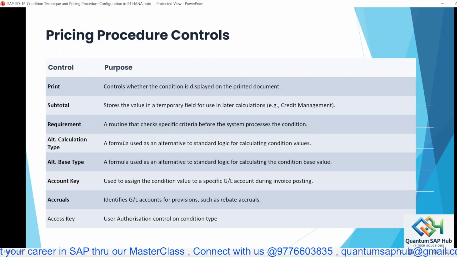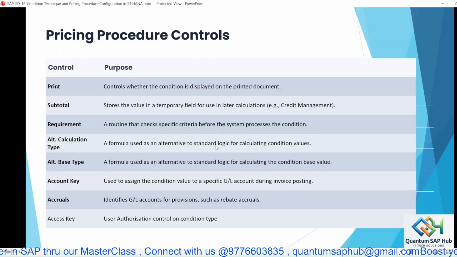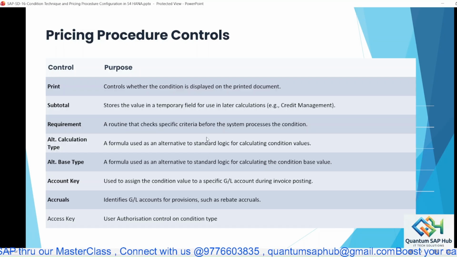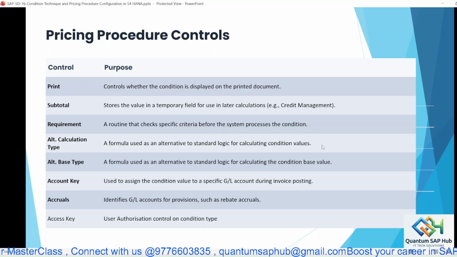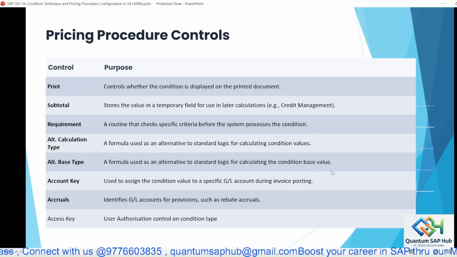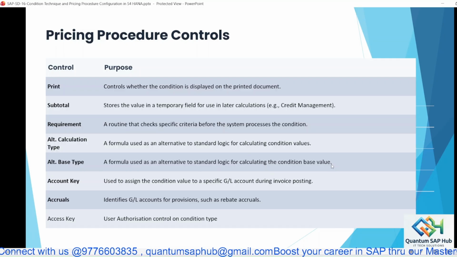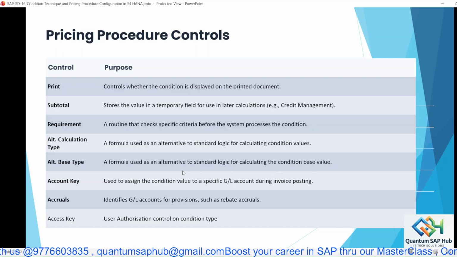Alternate calculation type is the formula, which is a logic. It's created in BOFL, and the logic is created there. This logic helps in calculating the condition values. Base type, again, is the alternate logic for calculating the condition base value.